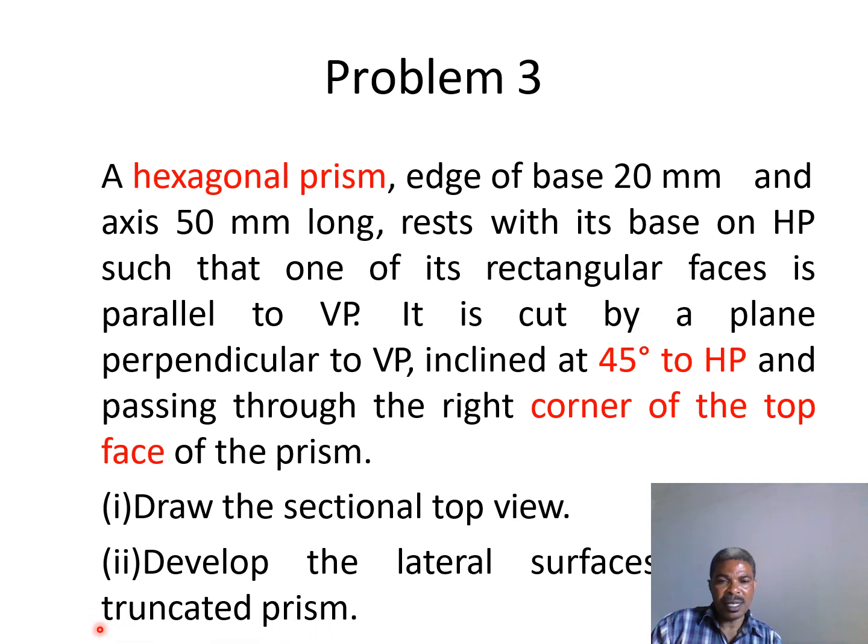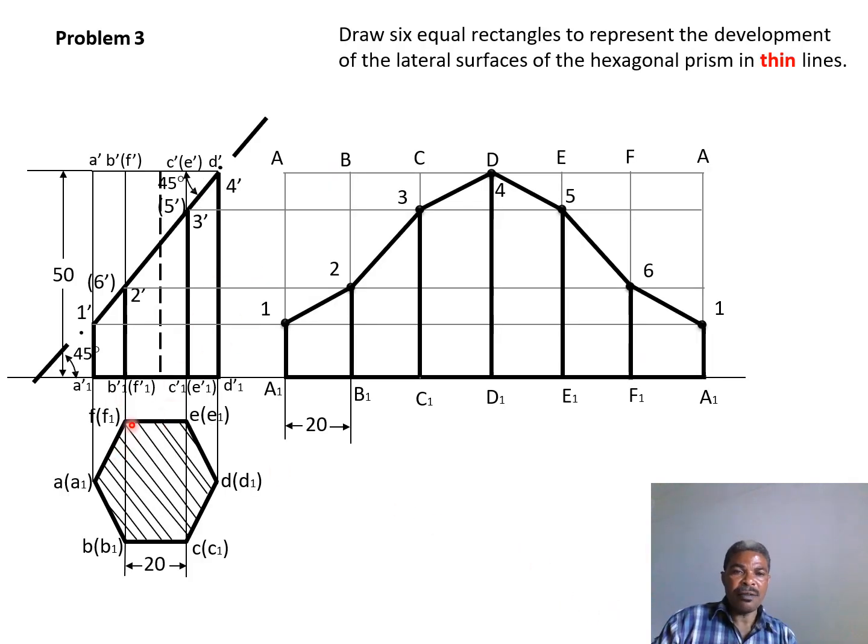Truncated prism means a prism that has been cut, and the truncation line is inclined at 45 degrees to the horizontal plane. How to go? Let's see here. First of all, as I've said, you need to draw this hexagon, with the side of 20 millimeters, followed by drawing the front view of our prism. It is drawn correctly in totality with the construction lines.